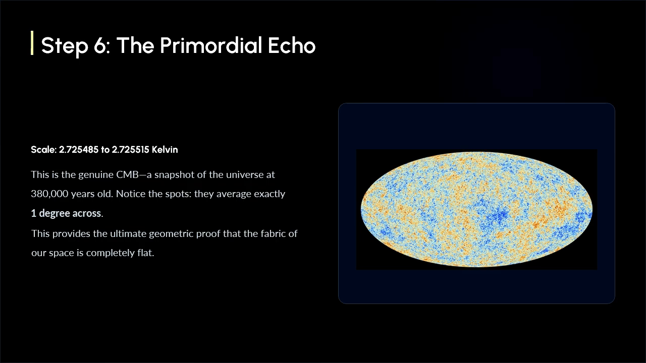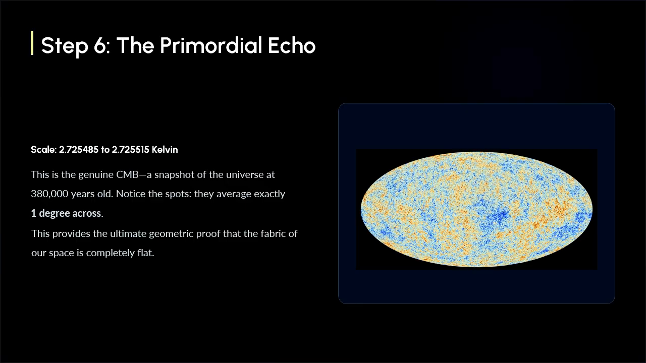The primordial echo. At a scale from 2.725485 to 2.725515 Kelvin. In this final correction step, scientists carefully mask and remove the galactic foreground. What remains is the genuine cosmic microwave background, a snapshot of the universe when it was just 380,000 years old.